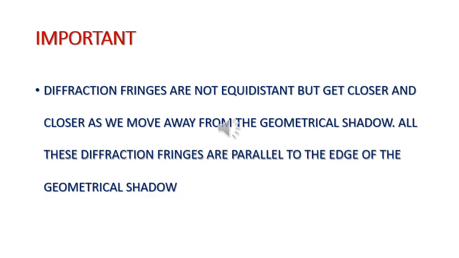Hence, we come to an important conclusion that the diffraction fringes are not equidistant but get closer and closer as we move away from the region of the geometrical shadow. All these diffraction fringes are parallel to the edge of the geometrical shadow.